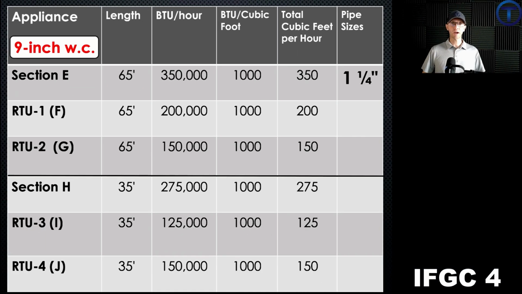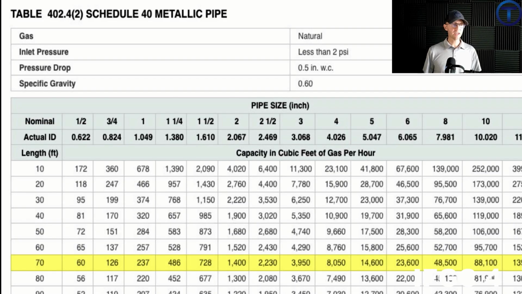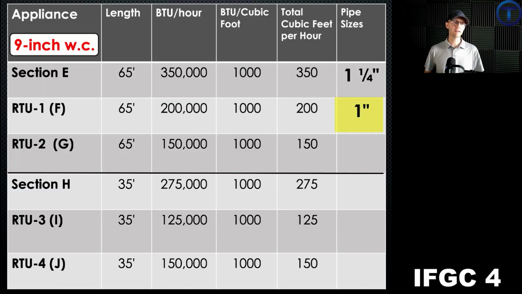It's kind of a big jump, right? Here we were pushing half-inch pipe on the other part of the system, and now we've jumped up to 1 1/4. Let's see what goes to the rooftop units. We've got the same length for F at 65 feet and 200 cubic feet per hour. So we come down to line 70, coming across with 200. It's more than 126, less than 237. We'll move to the top of that column, and we've got 1 inch pipe. We'll put that on our table. So we go from 1 1/4 to 1.